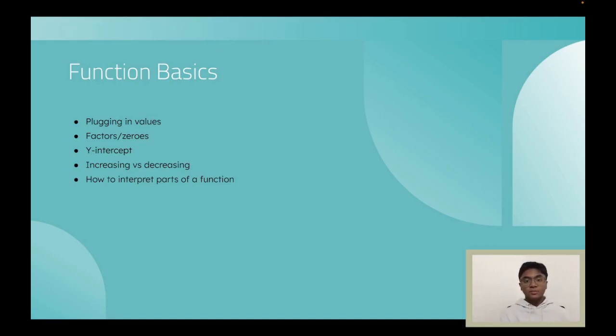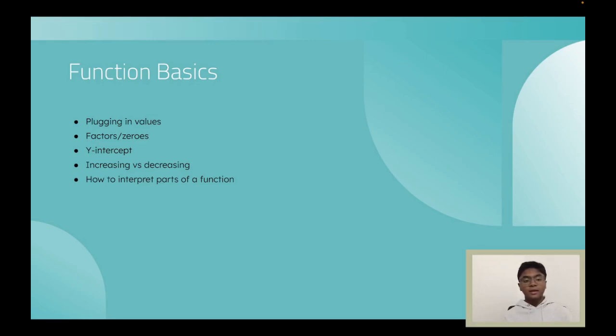Then x equals negative 1 is one of the zeros. What that means is, if I plug in negative 1 into the function, then the value of the function is going to be 0. You'll see more of this when I actually go through some of the questions. Next is the y-intercept, and the y-intercept is the value of the function when x is equal to 0.